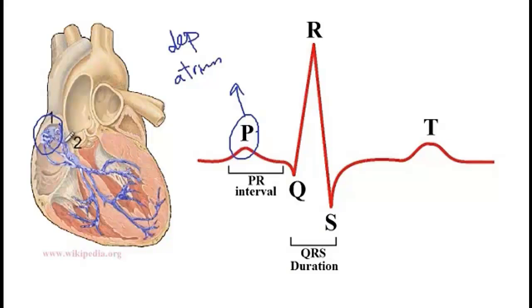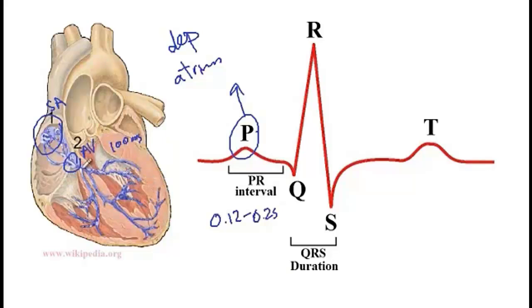From there on, the impulse will be transmitted to the AV node. So the time for the impulse to transmit from the sinoatrial node to the AV node corresponds to the PR interval. And the PR interval is between 0.12 seconds to 0.2 seconds. Once the impulse reaches the AV node, there is a delay of about 100 milliseconds, and that gives enough time for the ventricles to be filled before depolarization.